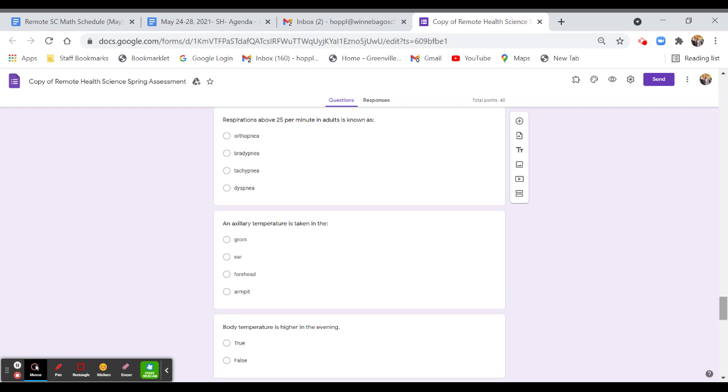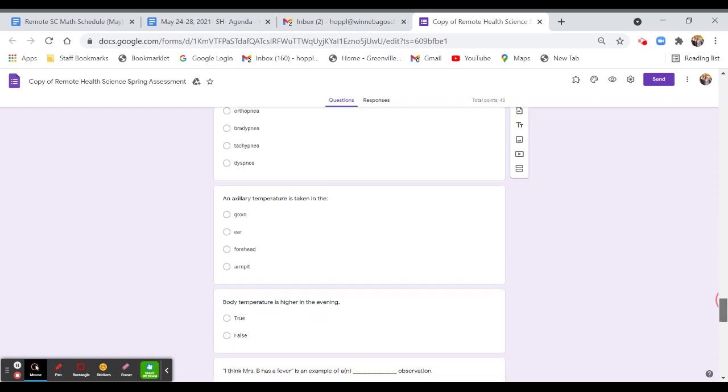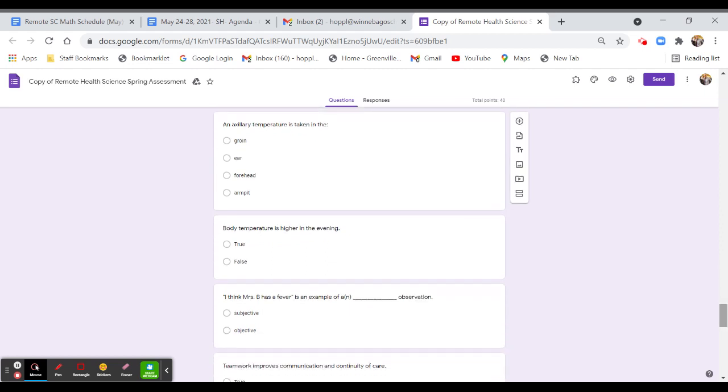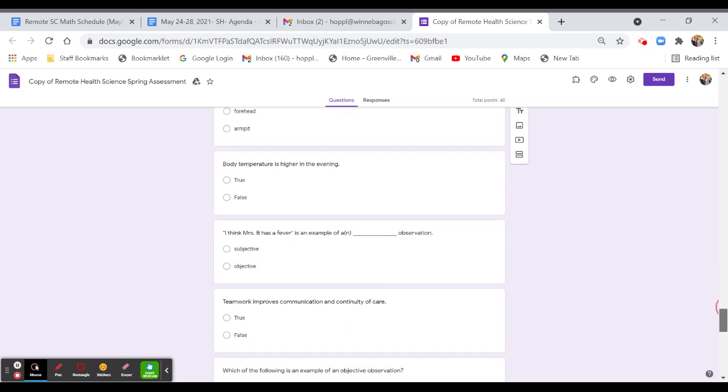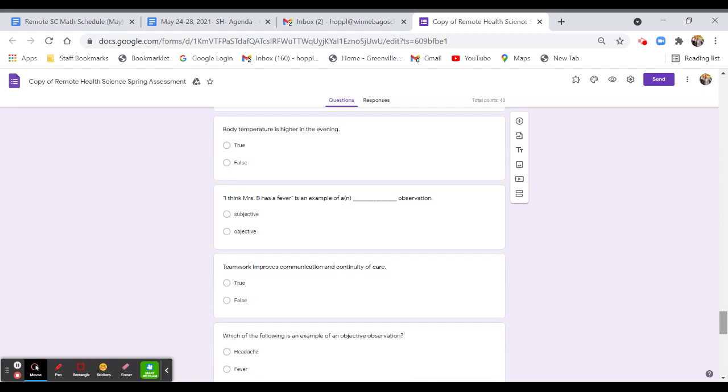Respirations above 25 per minute in adults is known as orthopnea, bradypnea, tachypnea, or dyspnea. An axillary temperature is taken in the groin, ear, forehead, or armpit. Body temperature is higher in the evening. True or false?